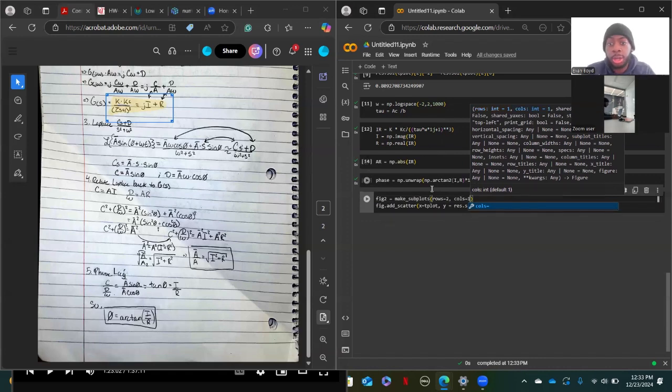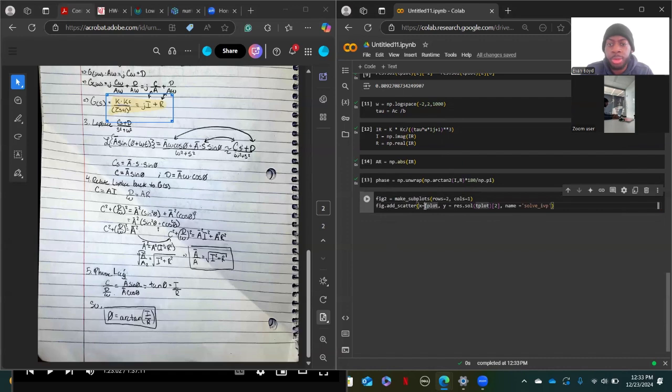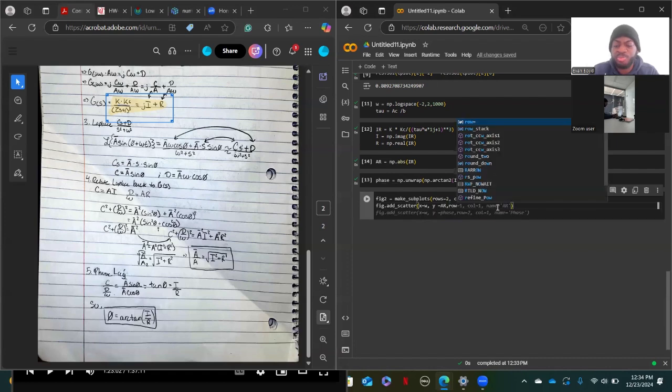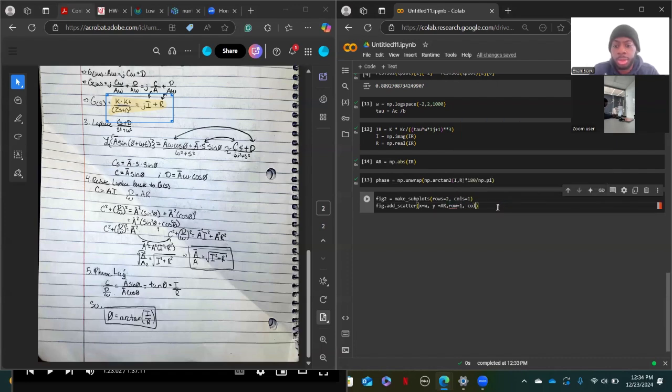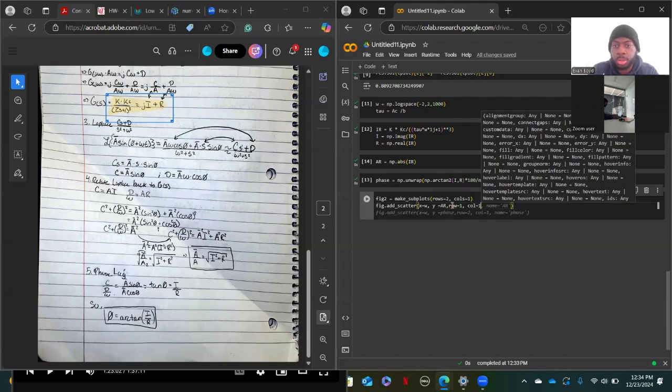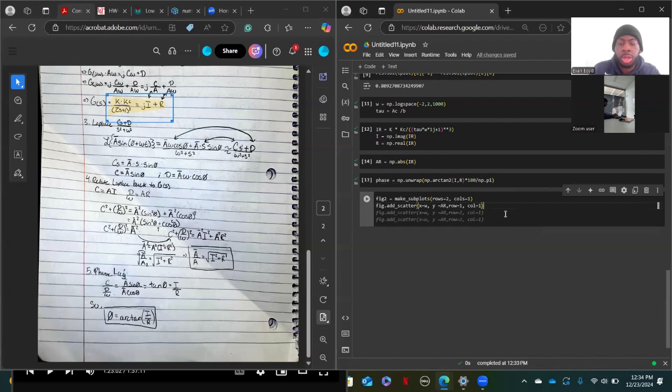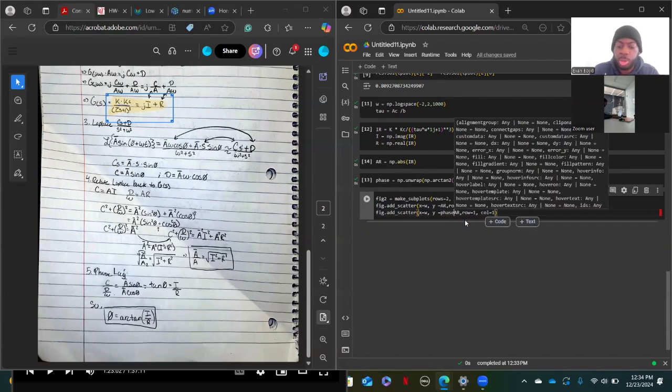And then for our first scatter plot, we will be using W, and then we'll be using our AR, so our empty ratio. We don't need a name. We do need rows. This is the first row, and then the first column. And then we can copy and paste this. The next one would just be our phase, and this will be in row two.